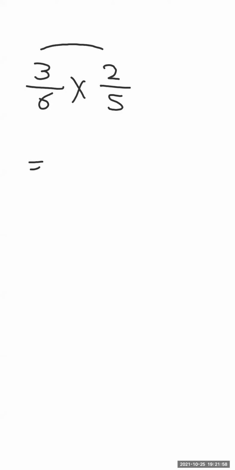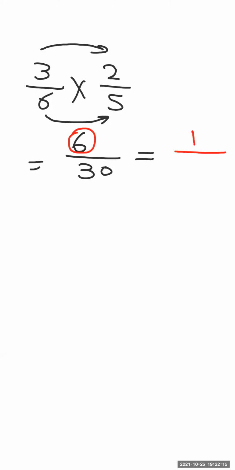Okay. One more example like this one, 3/6 times 2/5. Now, 3 times 2 equals 6 over 6 times 5 equals 30. Is it in the simplest form? No. So can we simplify it? Of course. How? Divide this number by 6 to equal 1. Divide this number by 6 to equal 5. So now the question is finished. Okay?